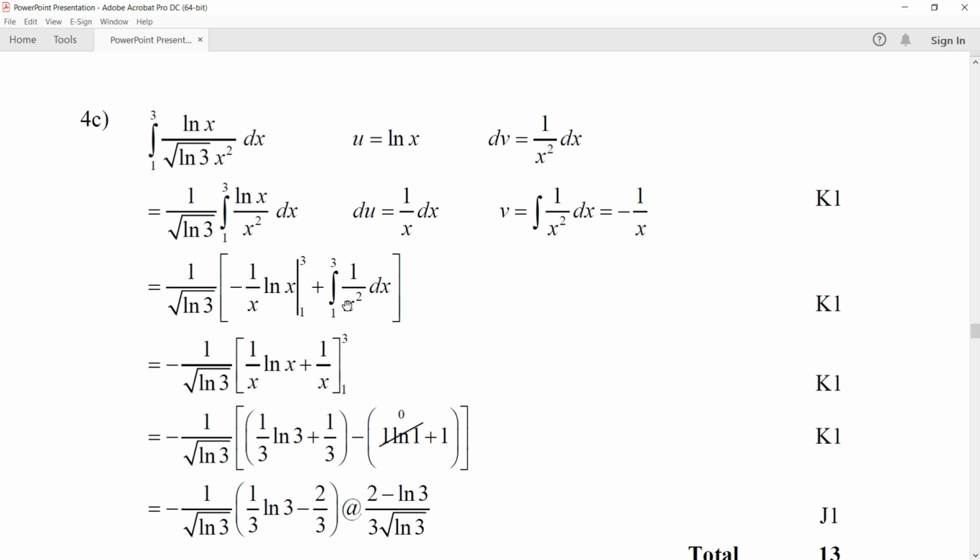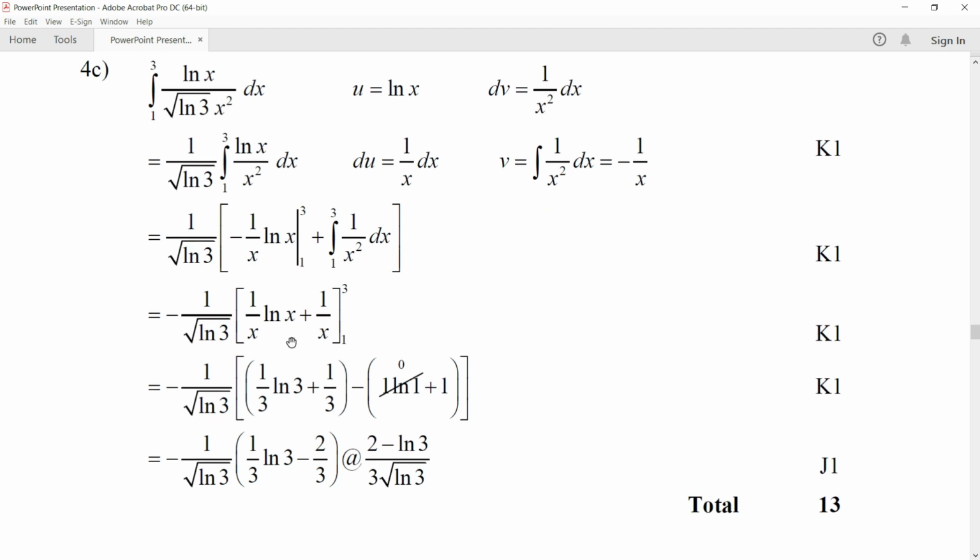Okay, you integrate 1 over x square with respect to x from 1 until 3, which is this one, you will get 1 mark. Okay, to integrate from here to here, you have to change 1 over x square into x power of negative 2. Okay, and then this mark will be given for substituting the limits from 1 until 3. J1 is for the final answer here.